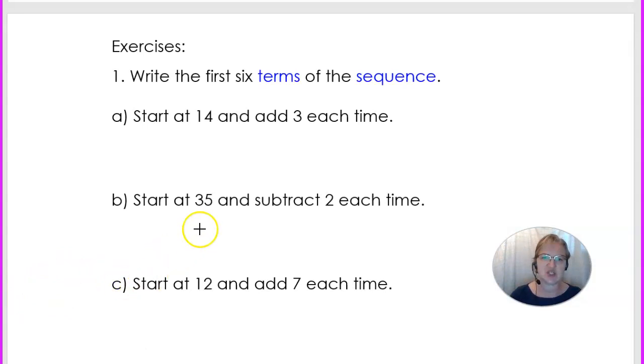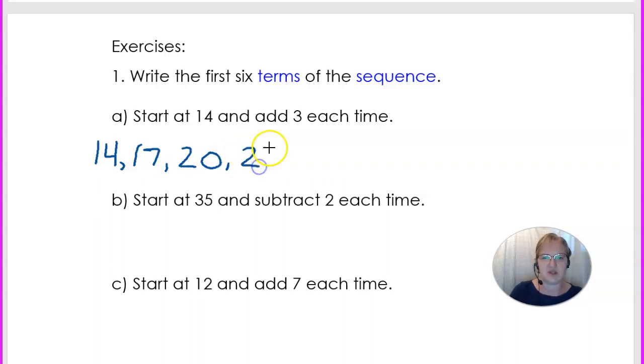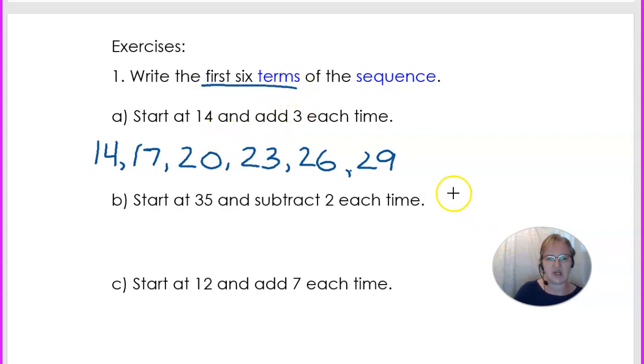If we write the first 6 terms of the sequence, 1a tells us to start at 14. So we'll write down 14 as our first term and add 3 each time. Well, 14 plus 3 will give us 17. 3 more is 20. 3 more is 23, plus 3 more, 26, and 3 more will give us 29. There's our first 6 terms of the sequence. And we could add the ellipses on the end, but it just asked us to write the first 6 terms. So we don't need to show that it continues on. We can assume that it does.